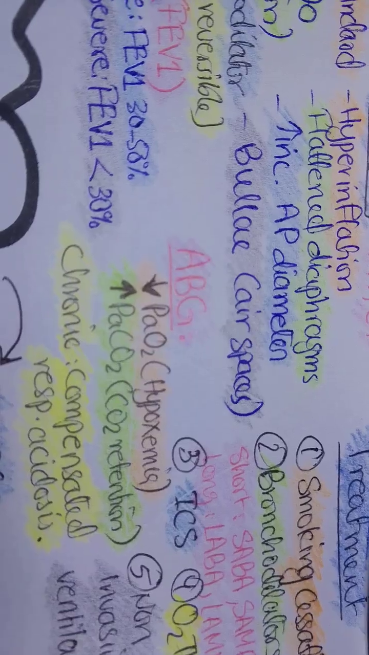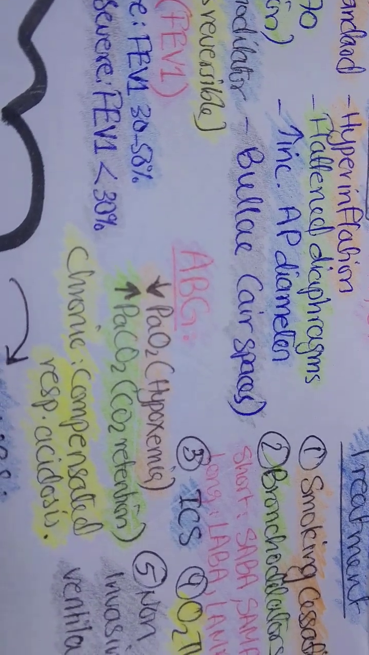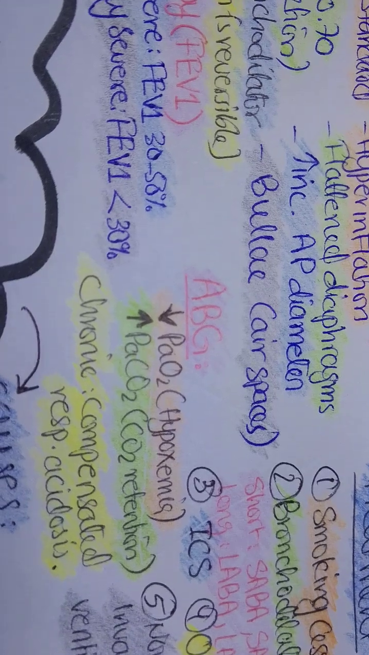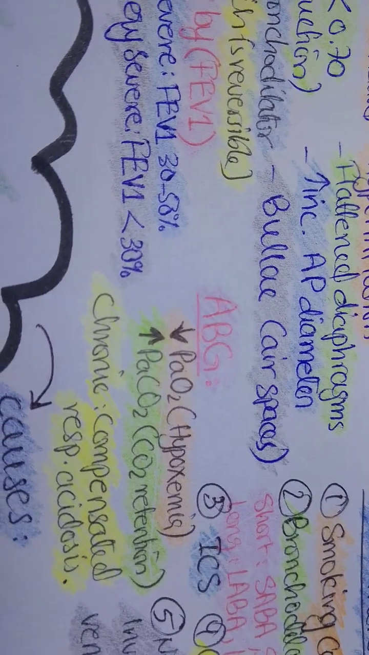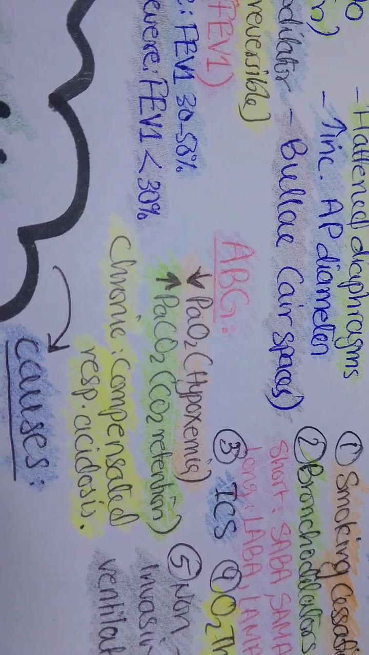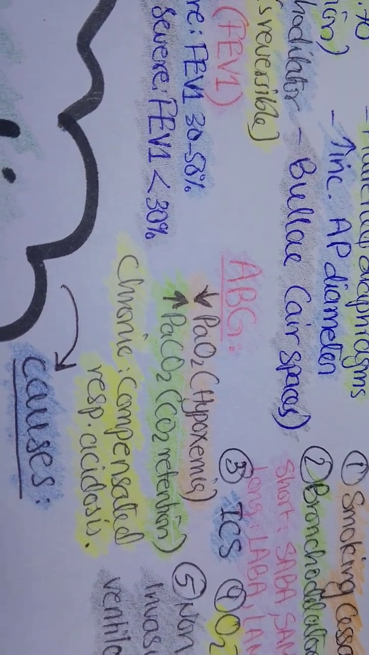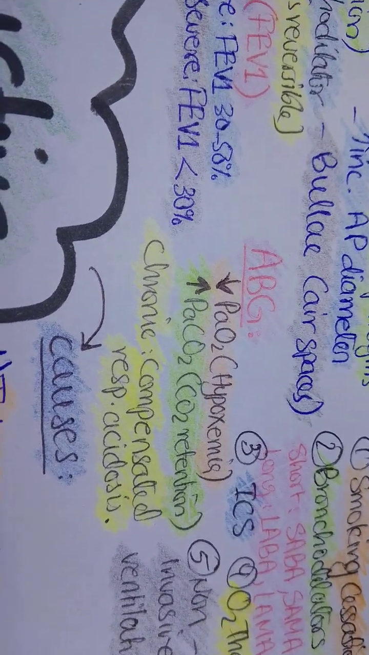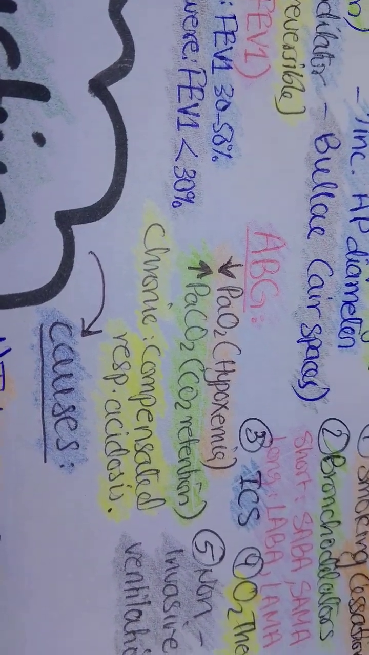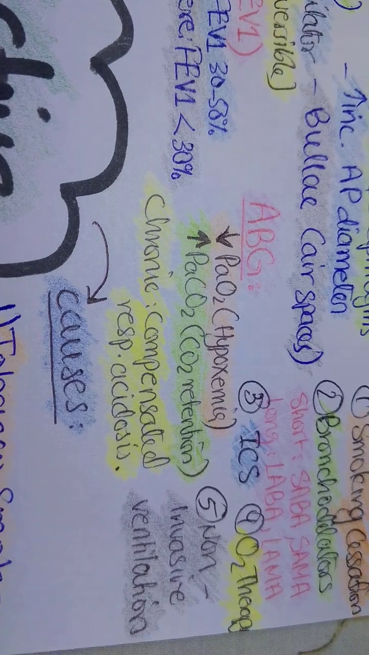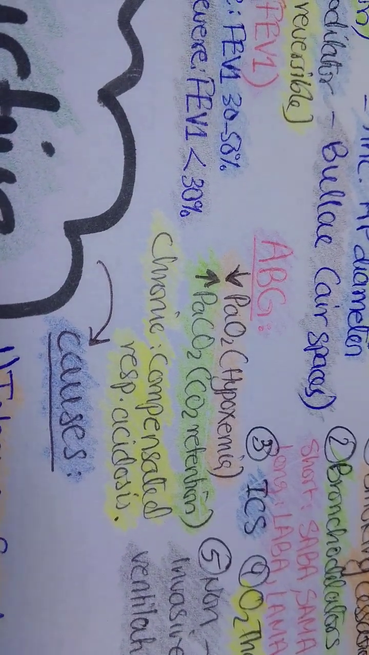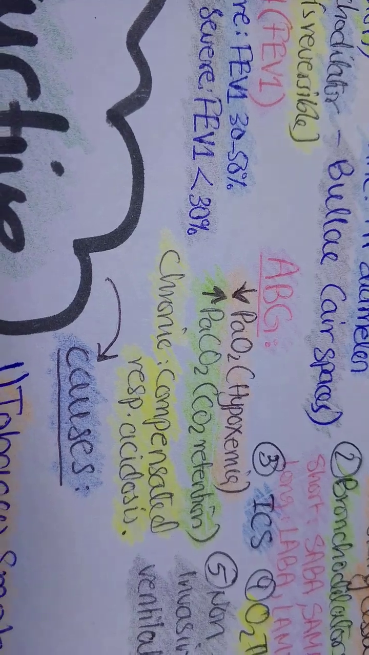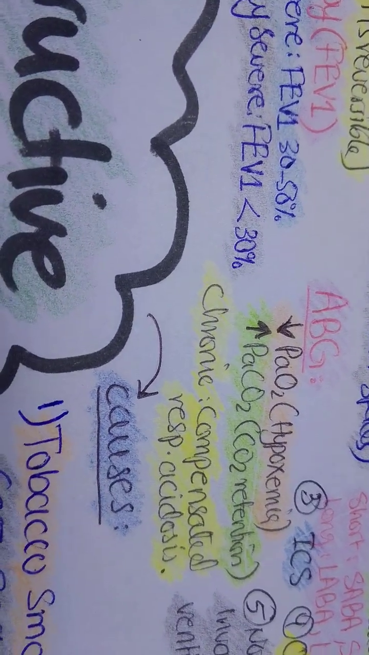The treatment starts with smoking cessation. So this is the only intervention that slows disease progression. For symptom management, we use bronchodilators, short-acting for acute relief and long-acting for maintenance. So we add inhaled corticosteroids for frequent exacerbations or severe disease.